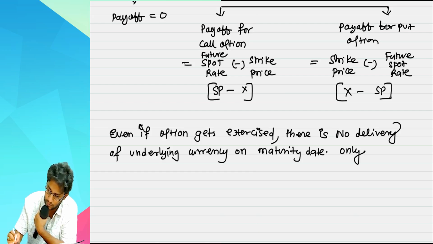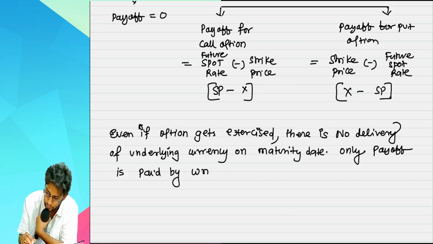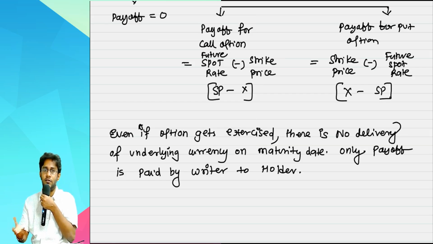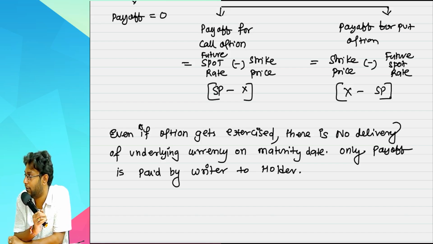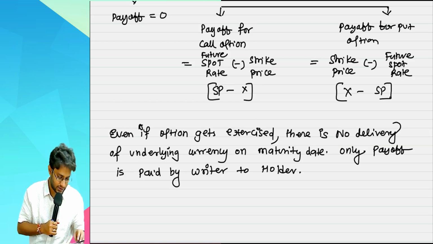Only payoff is paid by whom? Writer to holder. Reverse also is impossible. Holder will not pay anything to the writer. Writer only will pay to the holder if the option gets exercised. If the option lapses, that also will not happen.